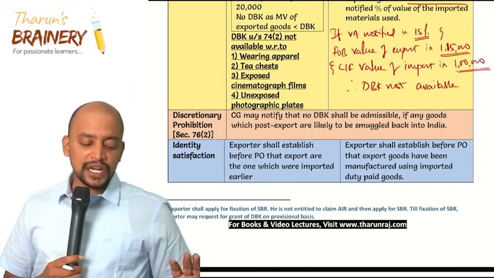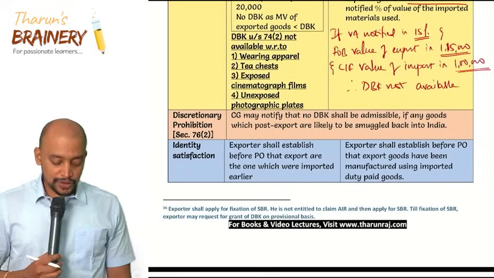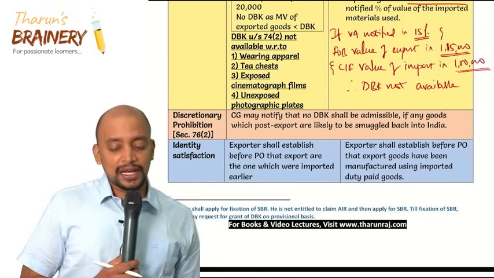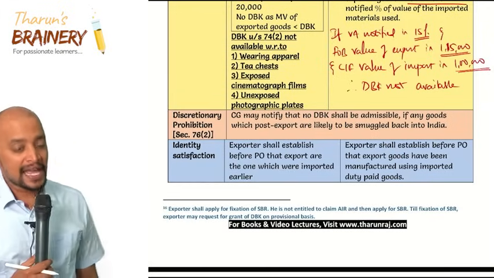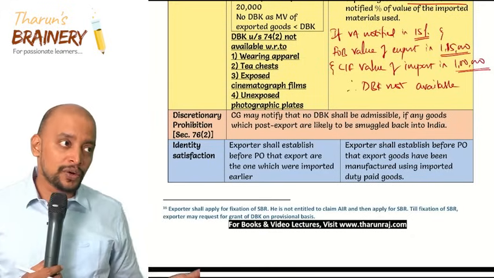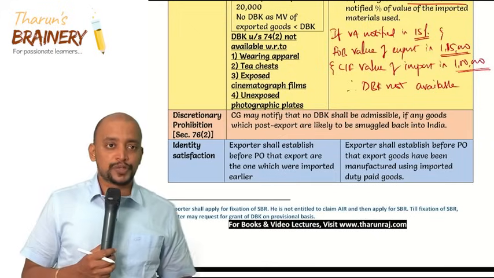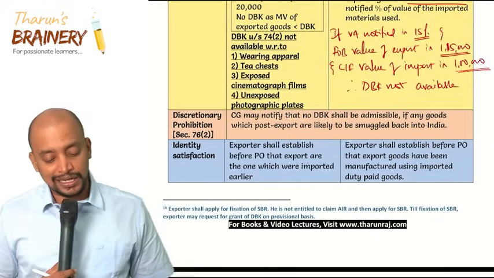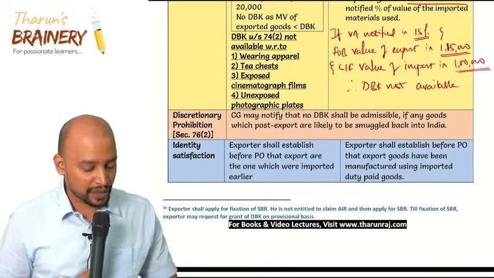Then discretionary prohibition is common. So if the goods are likely to be smuggled back, they will not give duty drawback. Identity satisfaction not required. Why? Anyhow, what we are importing and what we are exporting is not the same. So due to that reason, identity satisfaction not required.